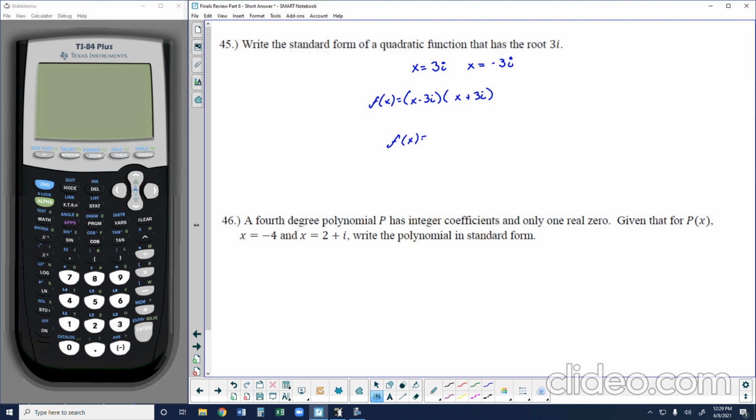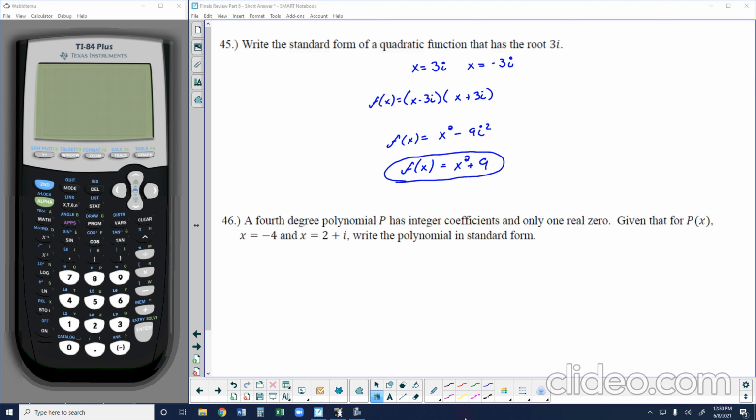So f of x would equal x squared, and then square the last term, and it's a subtraction of the two. So 3i squared would become 9i squared. Remember, i squared is -1, so f of x would equal x squared plus 9. And you can check this by solving the equation, and you'd find out that it does have a root 3i.